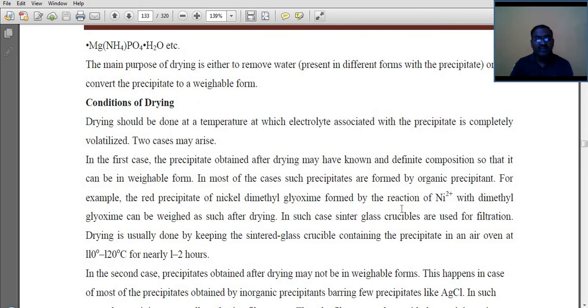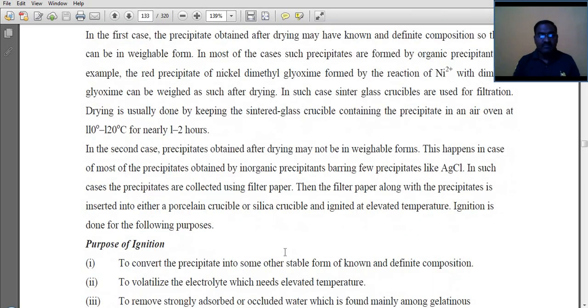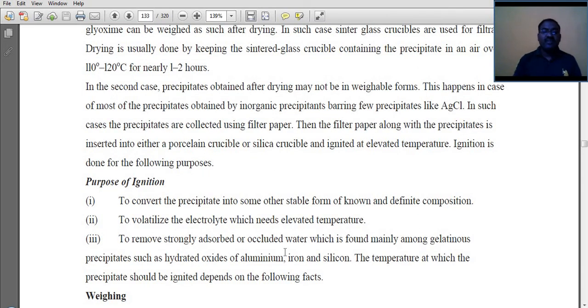What are the conditions for drying? Drying should be done at a temperature at which the electrolyte associated with the precipitate is completely volatilized. In the first case, the precipitate obtained after drying has a definite composition so that it can be in weighable form. In the second case, the precipitate obtained after drying may not be in weighable form.